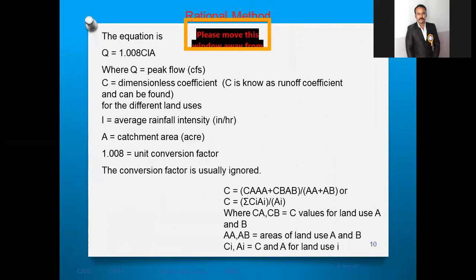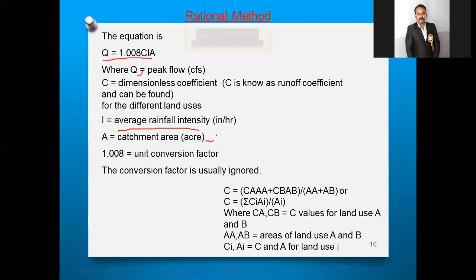So the rational method formula. The equation is Q is equal to 1.008 CIA, where Q is the peak flow, C is the dimensionless runoff coefficient, I is the average intensity in hours, and A is the catchment area.